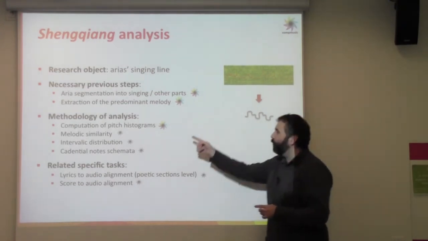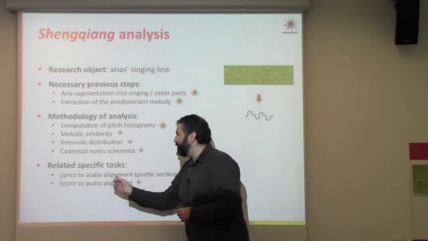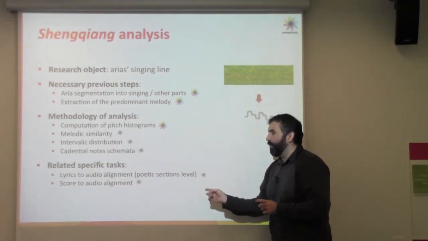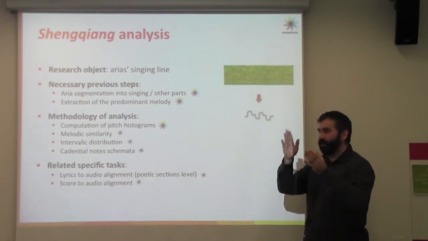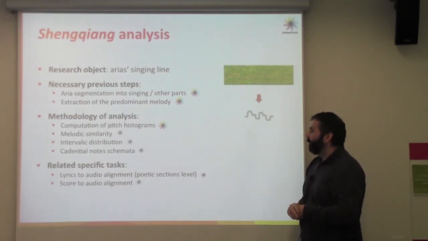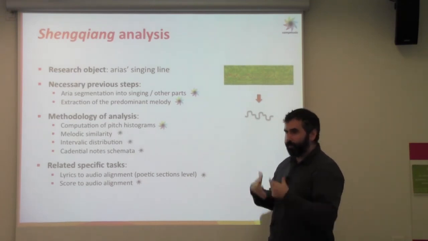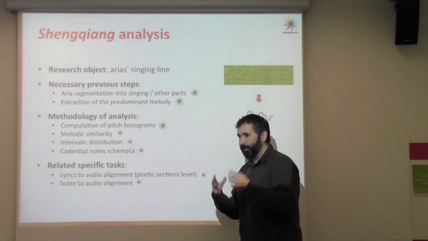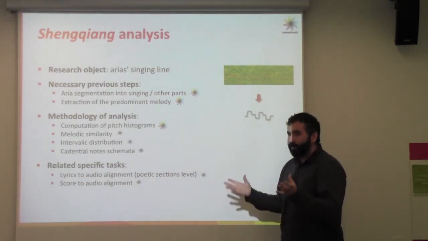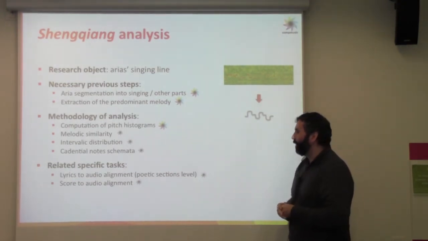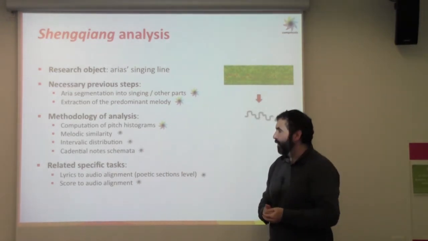In order to do that, we can also benefit from some other related tasks. For example, the lyrics to audio alignment, especially at the poetic section level. That means the line, the couplet, and the subsections of the line. Because as we saw, the lyrics are crucial for this music because it's theatrical music and it's all about telling the story. So the music is also related to the structure of the lyrics. Once we have this aligned, we can also work with the structure of the music.